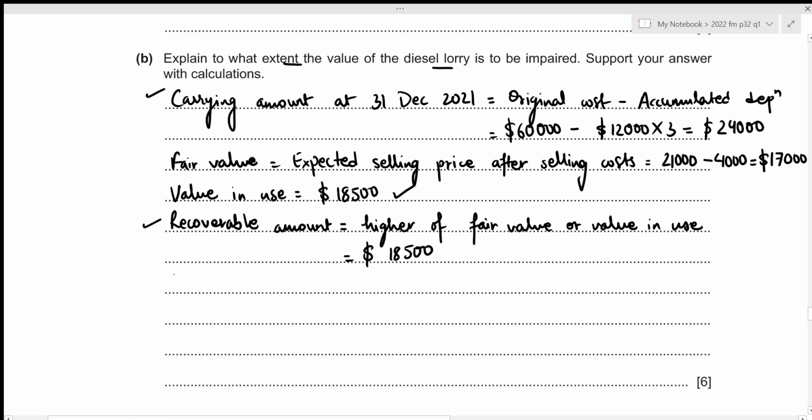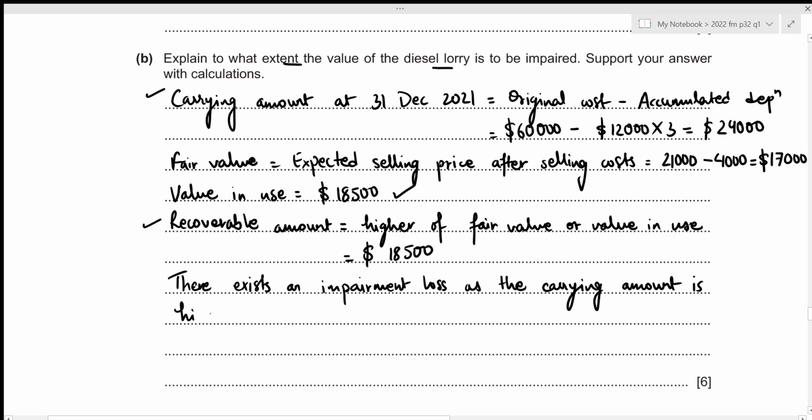And in this case, there exists an impairment loss as the carrying amount is higher than the recoverable amount.